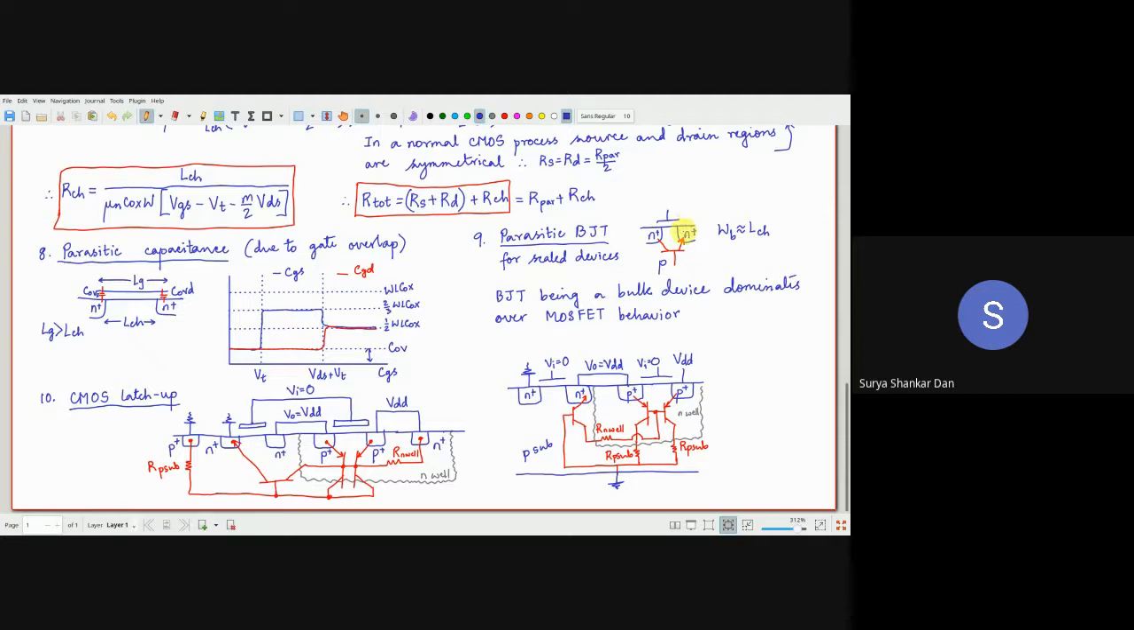Okay, so this alpha, if you want to increase, what you have to do is make WB as small as possible. Now in this case, what we understand is if it is a short channel device, then LCH will be so small, the effective channel will be so small, it will start acting like the base width of an NPN BJT. Now, BJT being a bulk device, it will dominate over the MOSFET behavior because a MOSFET will always conduct only through the surface inversion layer, correct? Whereas in case of a BJT, it will behave like a 3D device.